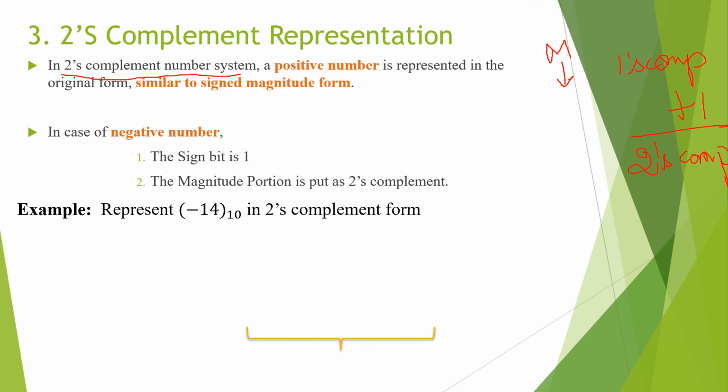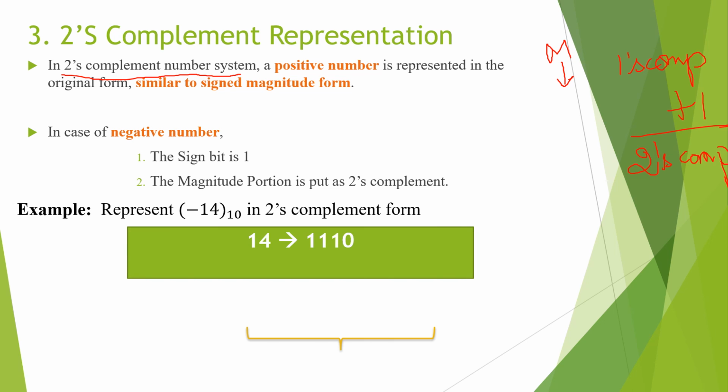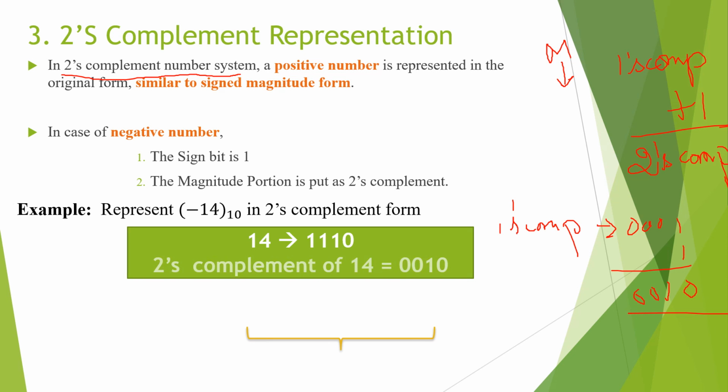For the same example, minus 14, we are going to represent it in 2's complement form. We know the binary value of 14 is 1110. You have to take the 2's complement. First take the 1's complement of 14, which is 0001. Add 1 to that. 1 plus 1 is 0, with a carry of 1. So the 2's complement will be 0010.